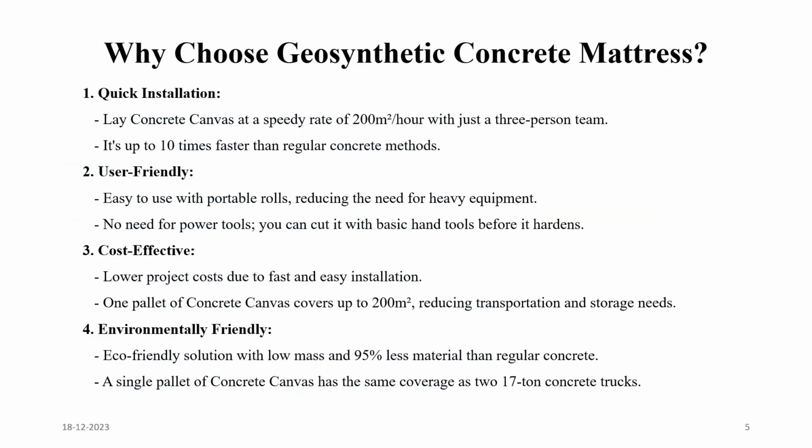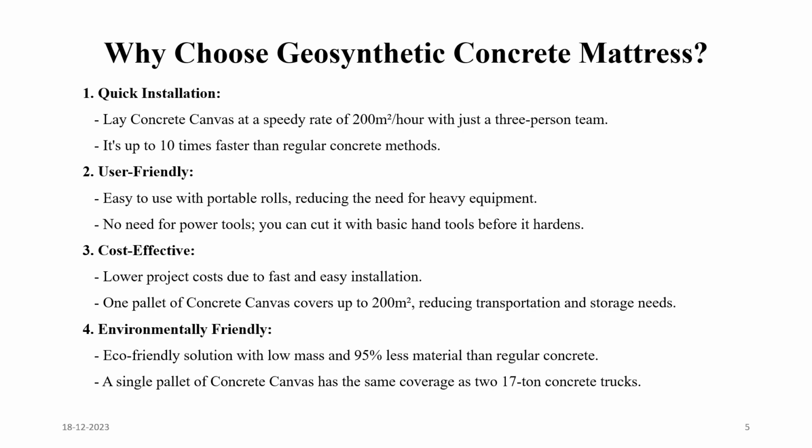Why choose geosynthetic concrete matrices? First is quick installation. Laying of concrete canvas at a rate of 200 square meters per hour with just a three-person team. It is up to 10 times faster than regular concrete methods. It's user friendly, easy to use with portable rolls, reducing the need for heavy equipment. No need for power tools. You can cut it with basic hand tools before it's hardened.